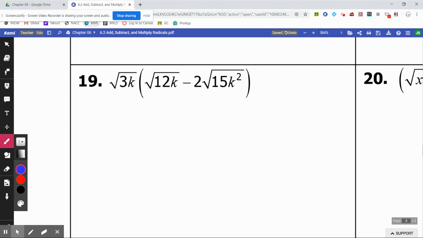Distributive property again. Root 3k times both of these. Root 3k times root 12k would be root 36k squared.